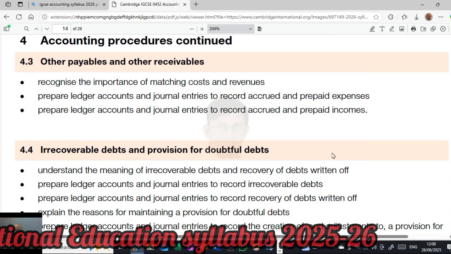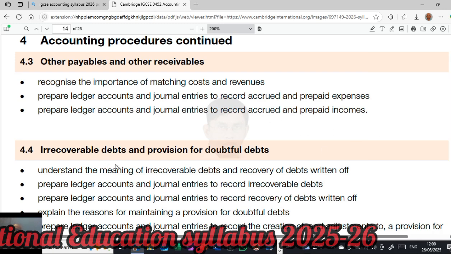Accounting procedures continued: other payables and receivables. Recognize the importance of matching costs with revenues, prepare ledger accounts and adjustments to record accrued and prepaid expenses. So, prepare ledger accounts to record accrued and prepaid expenses, incomes and expenses.